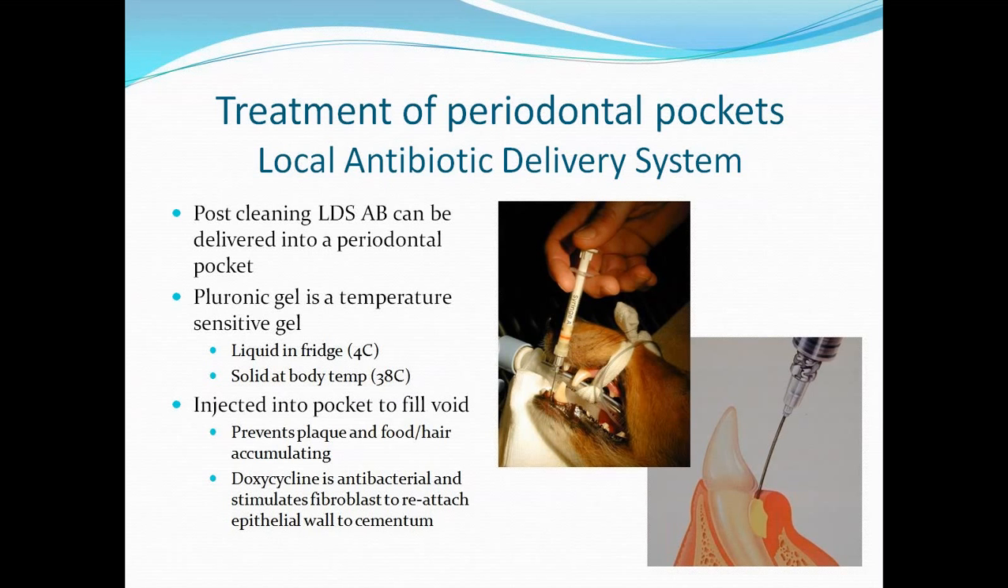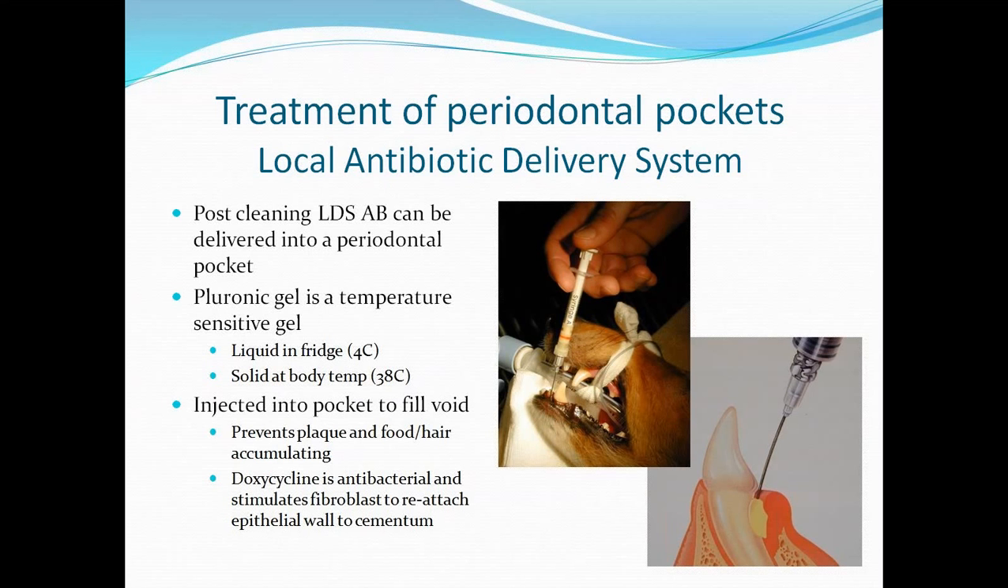This is what's called a local antibiotic delivery system, and it comes in 2 syringes. It comes with the doxycycline in 1 syringe, and it comes with the gel, the Pluronic gel, in the other syringe. You mix them together. And the interesting fact about this particular gel is it's very temperature sensitive. So in the fridge, it's a liquid, so when it's cold, you can actually squirt it out through the syringe, and you attach a cannula to it so you can inject it into the periodontal pocket. And as the body obviously warms it up, it becomes a solid.